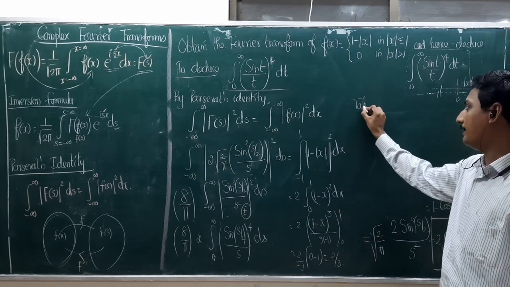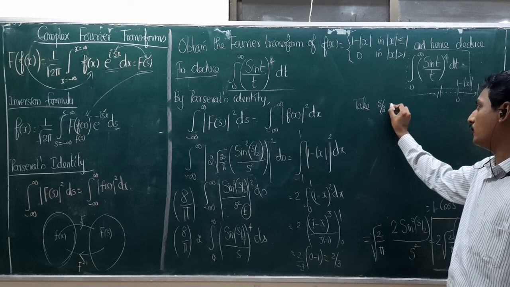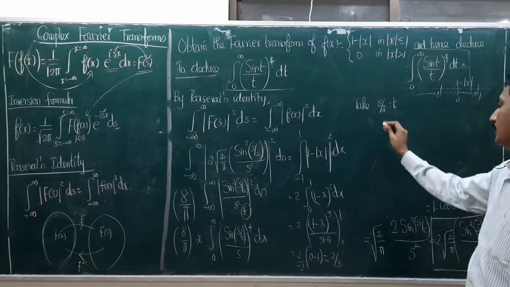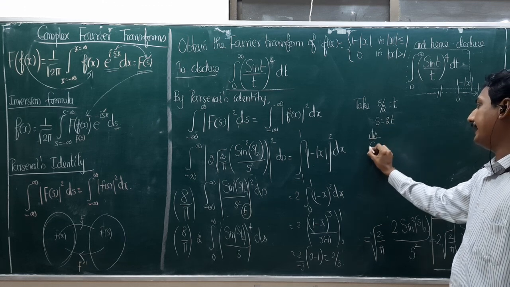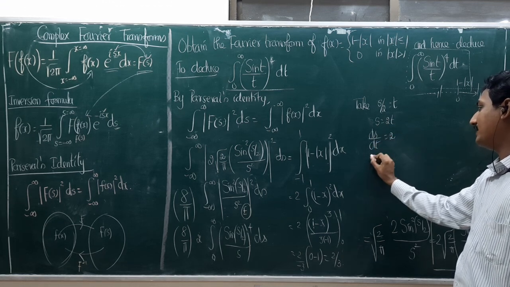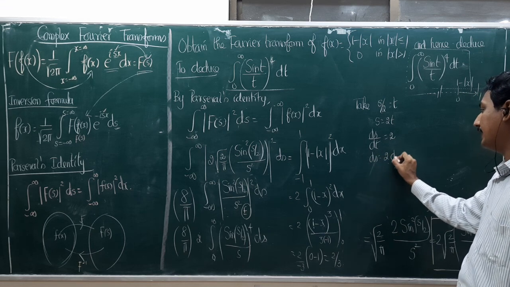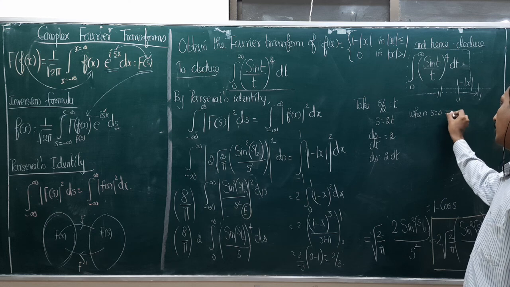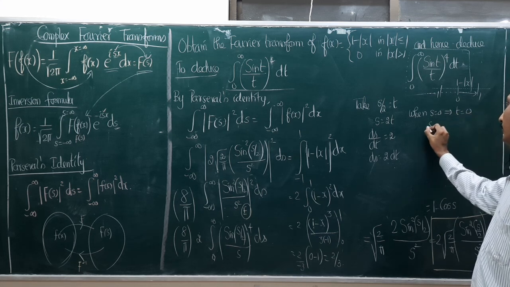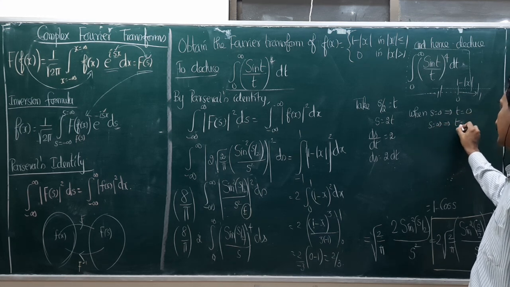So what we are having here is s by 2. Can I use some proper substitution here? s by 2 is equal to t, because the requirement is t only. So by this way, s is equal to 2t, so ds by dt is equal to 2, otherwise ds is equal to 2 into dt. When the limit for s is 0, t is also 0. When s is infinity, t is also infinity.